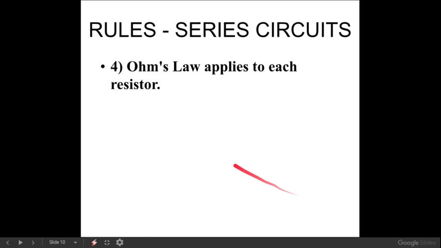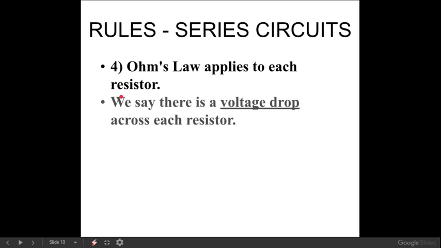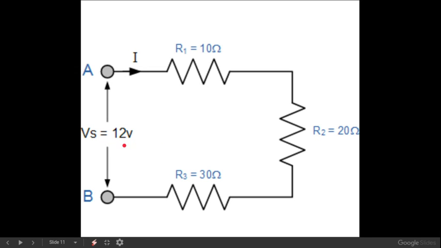Our fourth rule is this. Ohm's law can then be applied to each individual resistor. We say that there is a voltage drop across each resistor. We're going to use Ohm's law in this form this time. Voltage across resistor 1 is equal to current times resistor 1. So let's give an example of that. Let's use this guy we just talked about. Our current, if you remember, we just solved for was 0.2 amps.